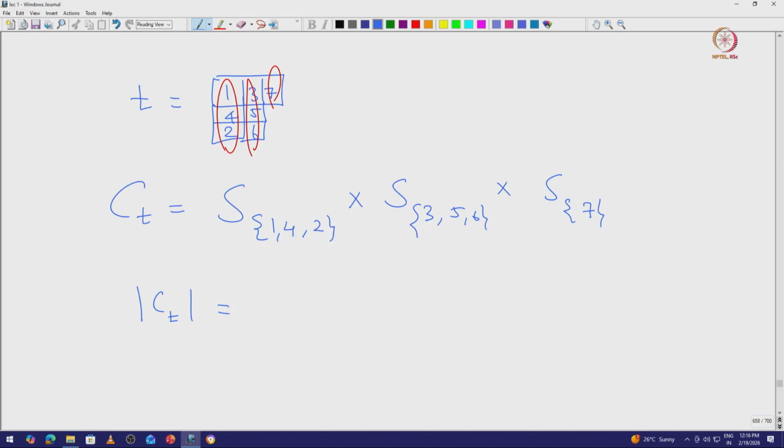Now, it is clear that the cardinality of this CT is going to be just the product of the cardinalities of each group, and the permutations of 1 4 2 is just a permutation on 3 letters. So, this is going to be 3 factorial times 3 factorial times 1 factorial, which is the cardinality of this column stabilizer CT.